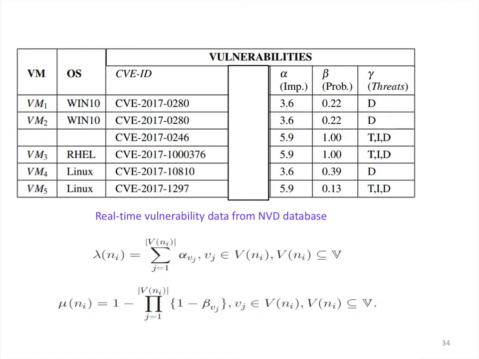It doesn't cause the elevation of privilege. So this causes a TID. Depending on the letter, you know what kind of threats are facilitated through that vulnerability. Okay?